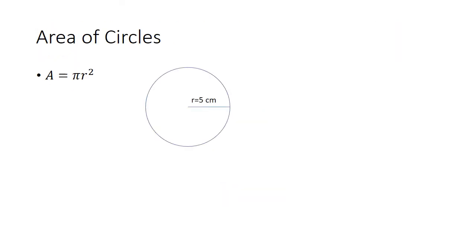Then area of circles. So again, like the circumference that we were looking at earlier, we've got to think about the special relationship here. So the area of the circle is pi times the radius squared. All you've got to be careful with here is that you identify your radius correctly, so you're not getting mixed up with diameter or circumference or anything else.